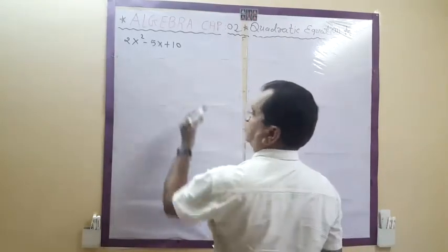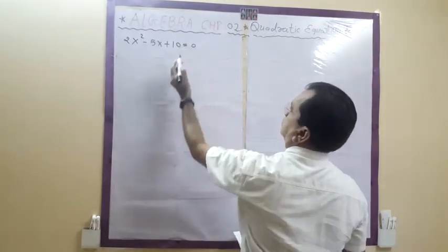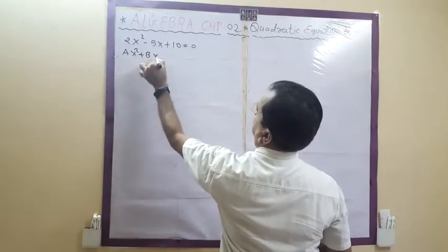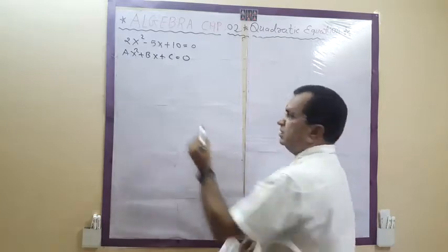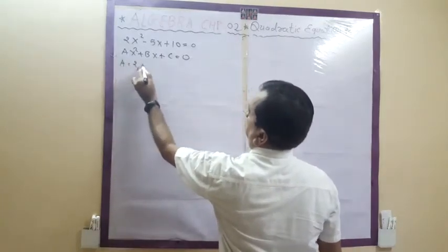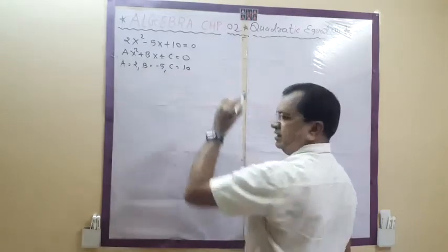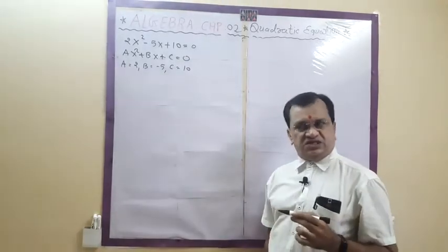So 2x square minus 5x plus 10 is equal to 0. Compare with ax square plus bx plus c is equal to 0. Now compare with that, a is equal to what? 2. B is equal to what? Minus 5. C is equal to what? 10. So first topic is to find out A, B, C.